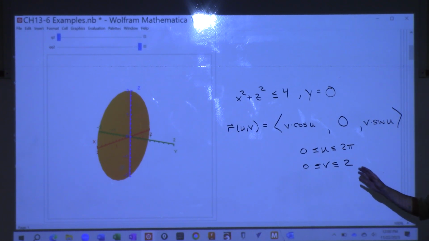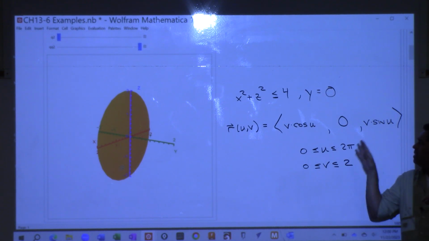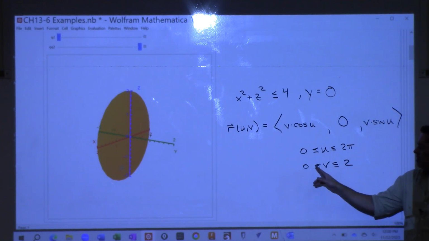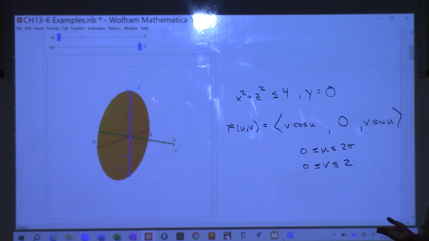So, do y'all see what's happening here? The cosine u, sine u is drawing the circles. The v in front is telling you how big your circles need to be. And so the circle radius is going to vary from 0 to 2, and then the angle, of course, is 0 to 2 pi, so we draw the whole thing. Is that clear? No questions? We're done. That's it. This is the vector function. Here's the domain.